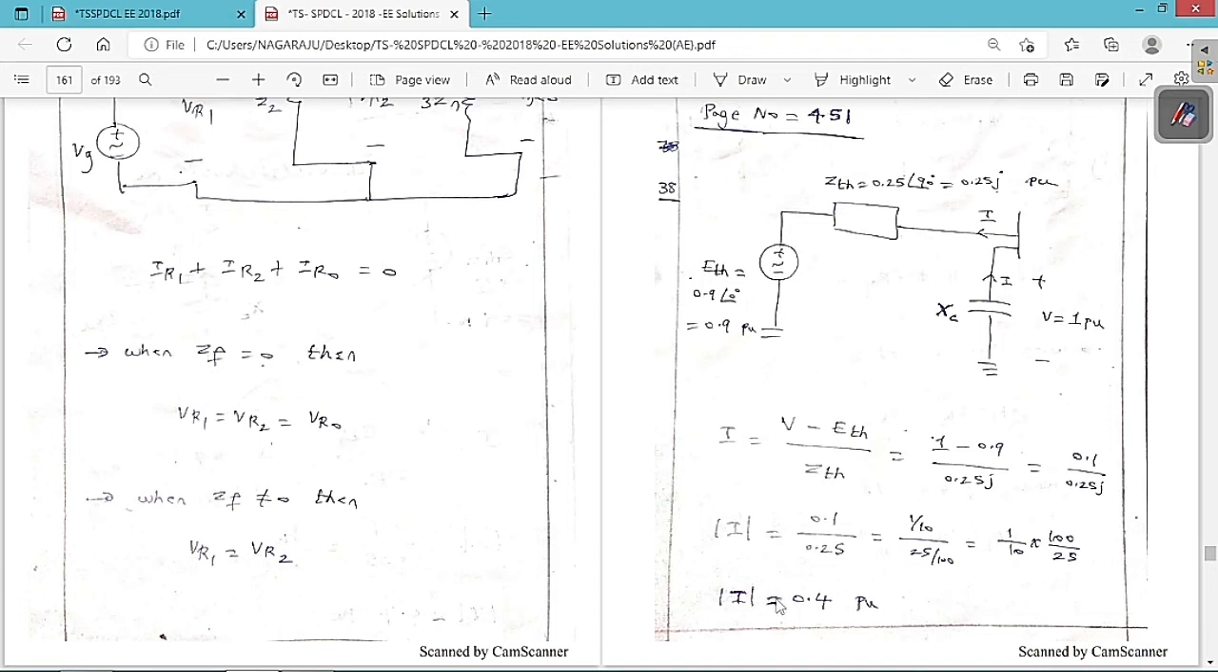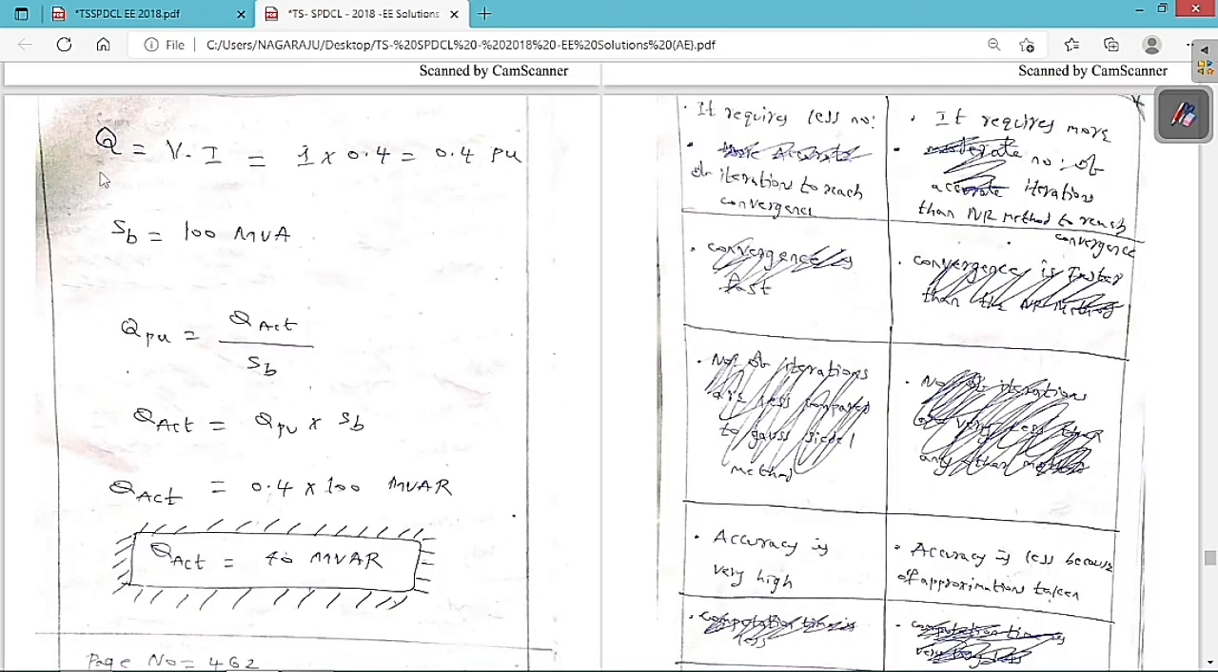So its current is also, the magnitude part is also per unit, which is 0.4 per unit. So now I know the voltage, I know the current. I know the voltage across the capacitor, I know the current in the capacitor. Then what is the reactive power? Reactive power is equal to voltage into current.